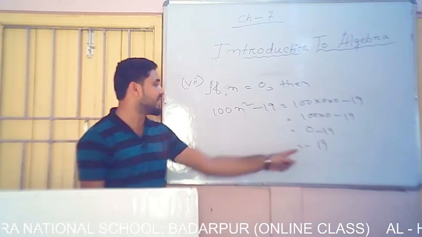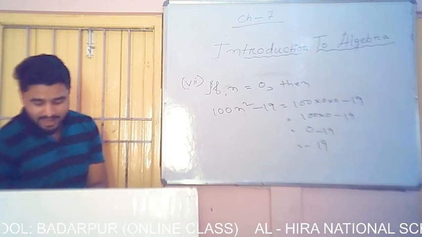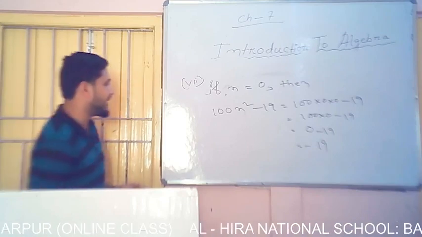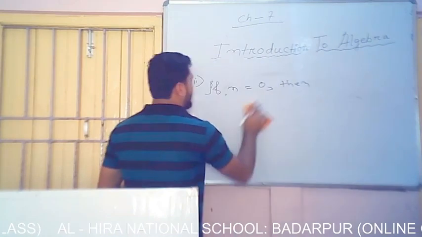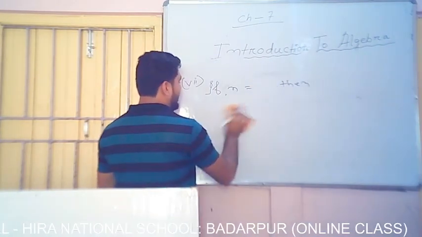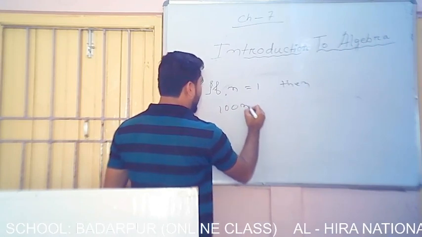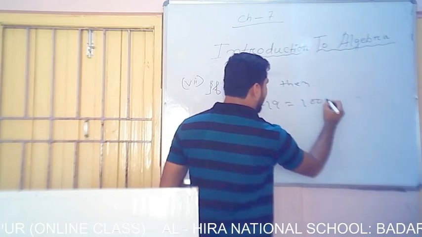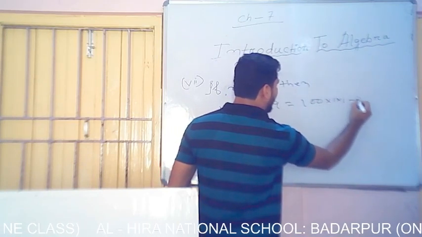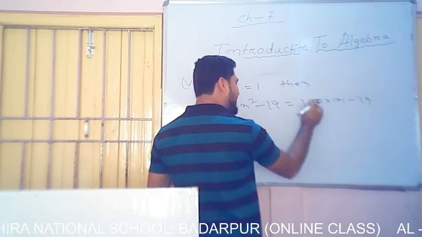So the answer is minus 19. Now we come to the value of n equals 1. So you just put the value of n equals 1, then 100 n square minus 19 equals, in place of n square I can write 1 into 1, minus 19. Again 1 into 1 means 1, and 1 into 100 means 100.